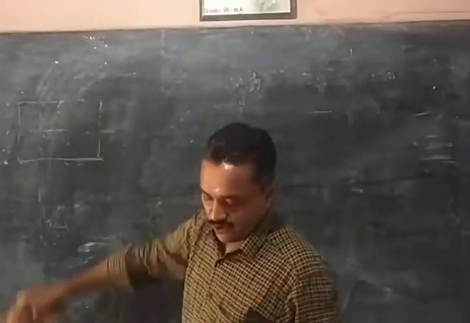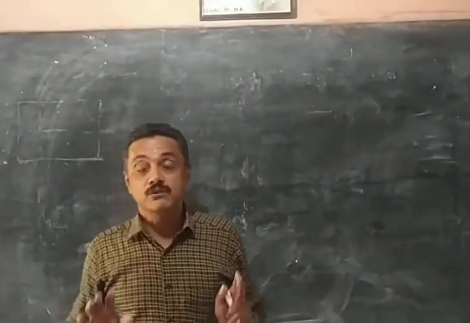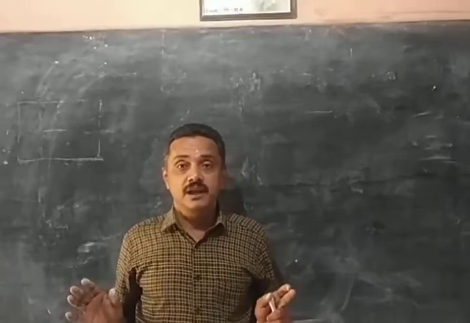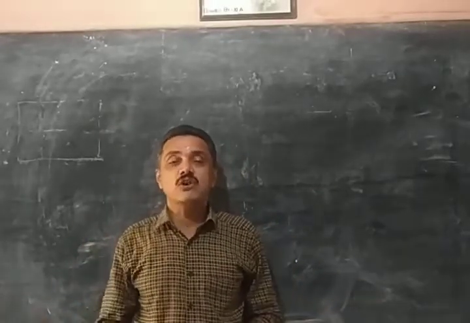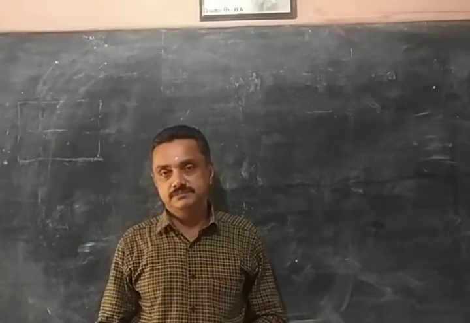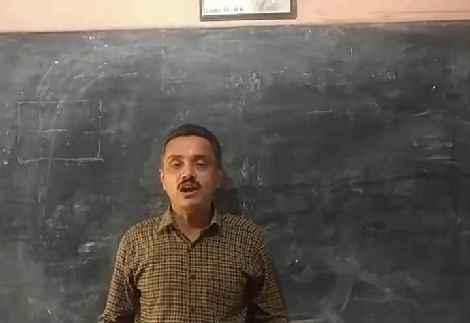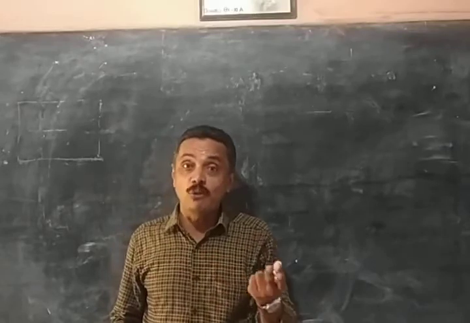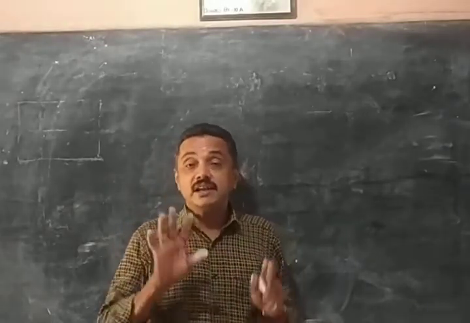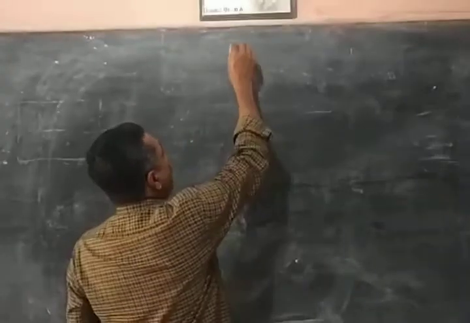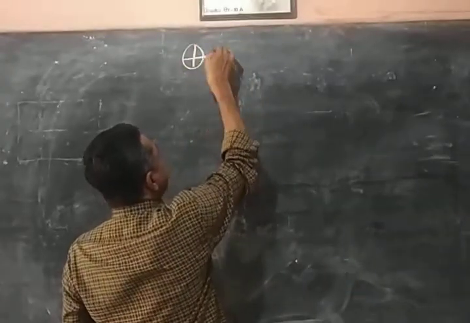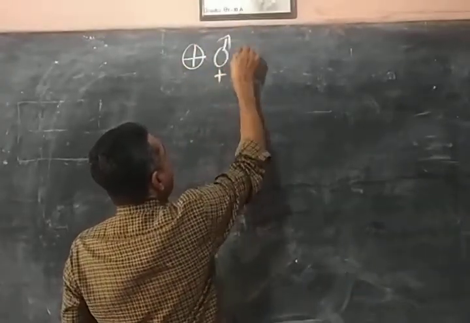Then comes floral diagram. Parts of the flower are represented in a diagram that is called a floral diagram. First of all, I will give the floral formula of the flower. See, there are 5 sepals. The flowers are bisexual.